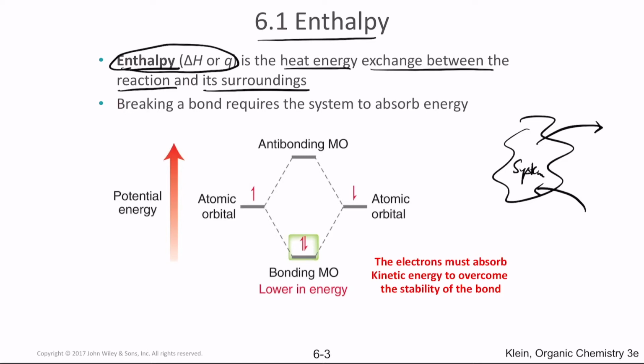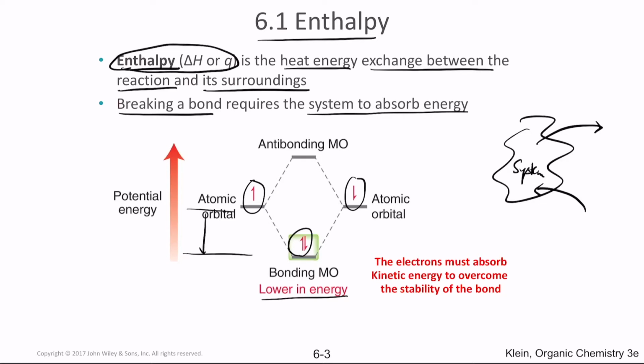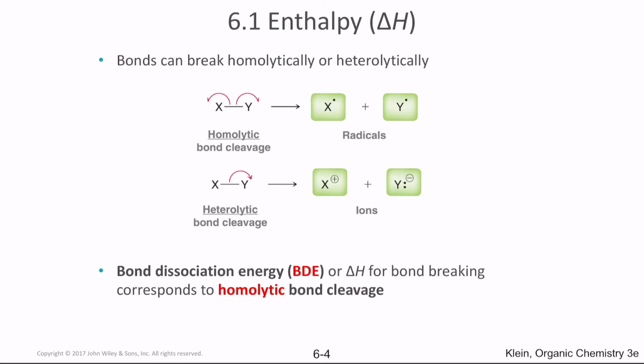Now, when you break a bond, it requires the system to absorb energy. When you form a bond, the system releases energy. So that's the difference here. So what happens when you have two electrons in the atomic orbital? When they bond together, they go lower in energy. When they go lower in energy, that difference in energy is released as enthalpy. So we call this the bond enthalpy or bond formation energy.